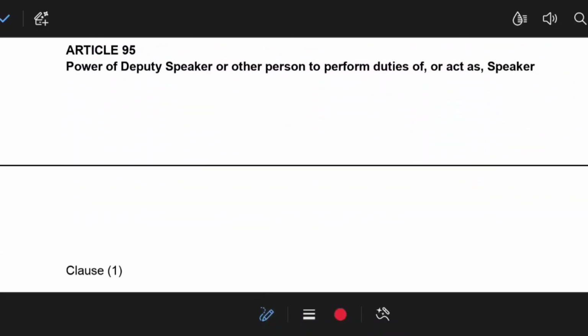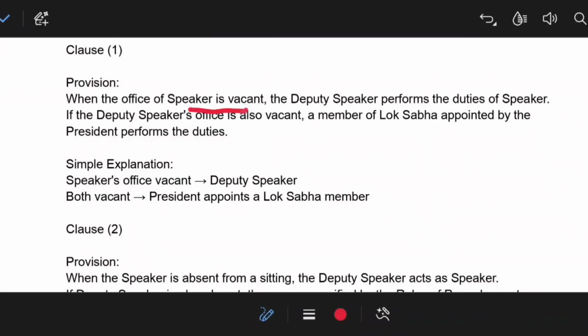Article number 95, and this article is very important because it talks about the power of the deputy speaker. Let's suppose the deputy speaker is chosen as a member of any committee, then what will happen? If there is no speaker, then automatically he or she will become the chairperson of that particular committee. This is the privilege available to the deputy speaker. Now clause 1: when the office of the speaker is vacant, then the deputy speaker will perform the duties of the office, or carry out the transactions of the business of the Lok Sabha.